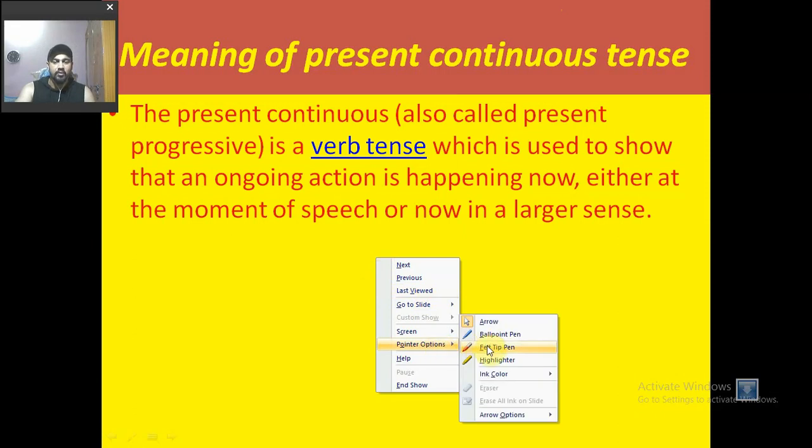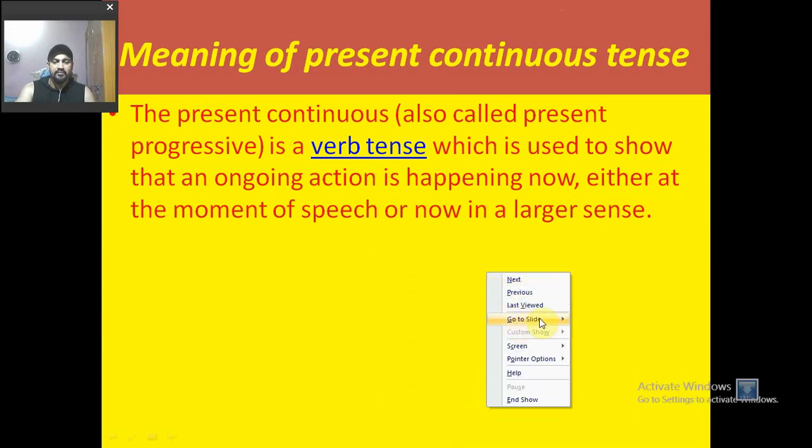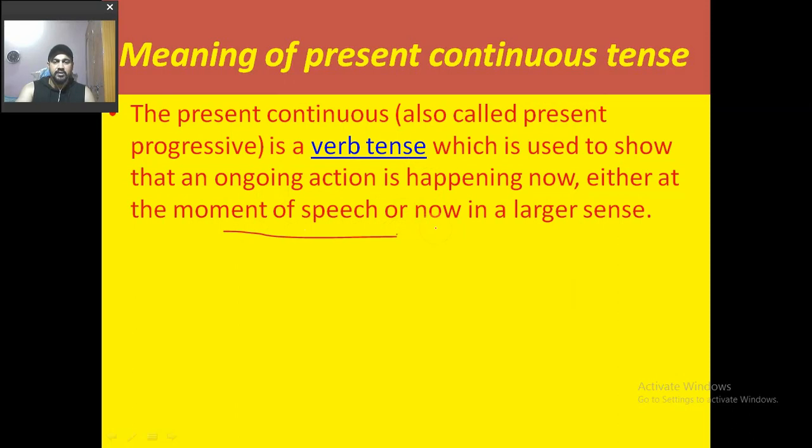Let me have that red pointer on. Yes, so here we see: at the moment of the speech and now in the larger sense. When we say now in the larger sense, it means that we are including the present moment too. It can be right now, the present moment of the speech. So in the larger sense, we can say that right at the moment of speaking, if something is going on, the tense is called the present continuous tense.